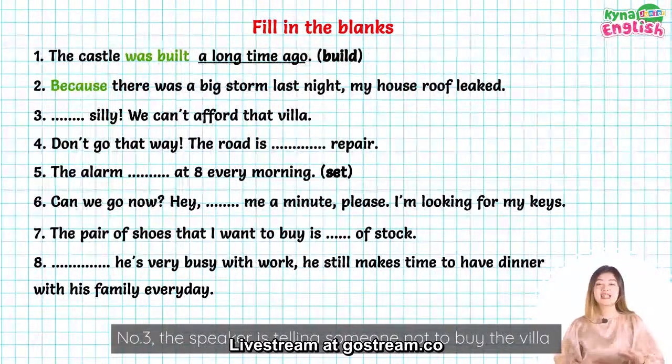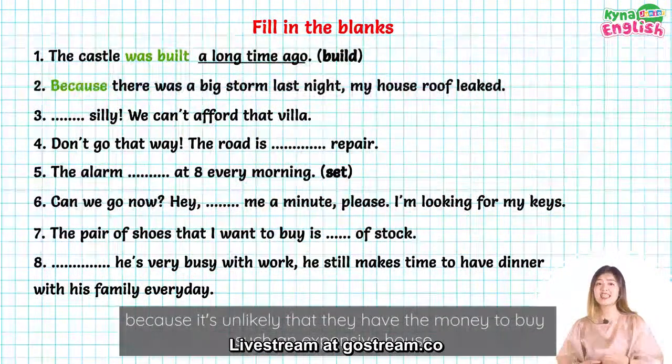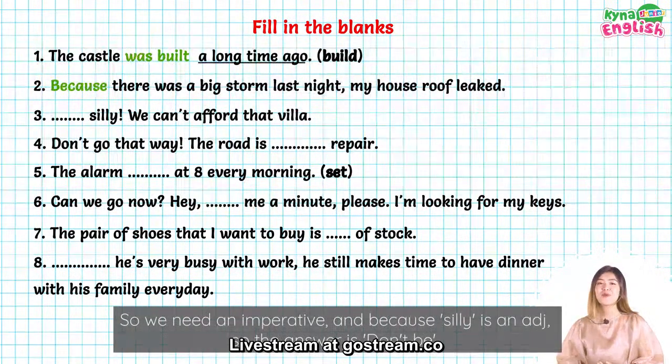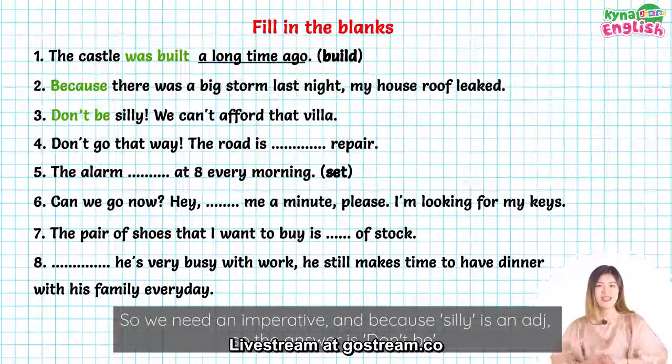Number 3, the speaker is telling someone not to buy the villa because it's unlikely that they have the money to buy such an expensive house. So we need an imperative. And because silly is an adjective, the answer is don't be.